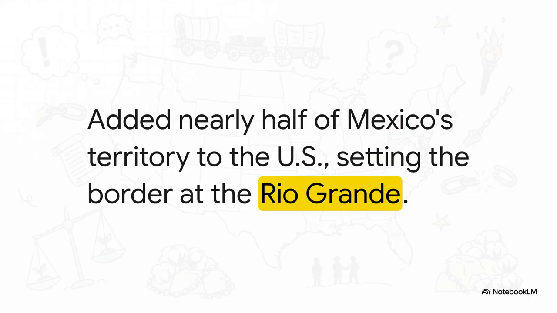The sheer scale of the land the U.S. acquired is just staggering. The Mexican Cession added nearly half of Mexico's total territory to the United States. This established the U.S.-Mexico border down at the Rio Grande and handed over lands that now make up California, New Mexico, and several other states. The map of the United States was fundamentally, completely changed almost overnight.